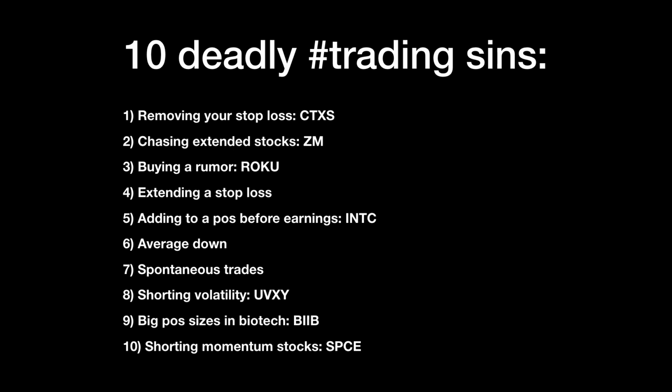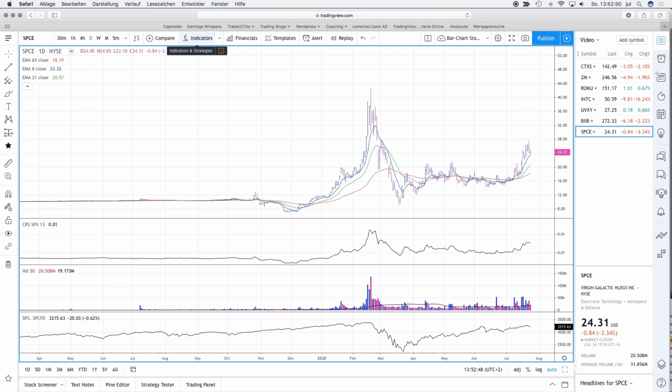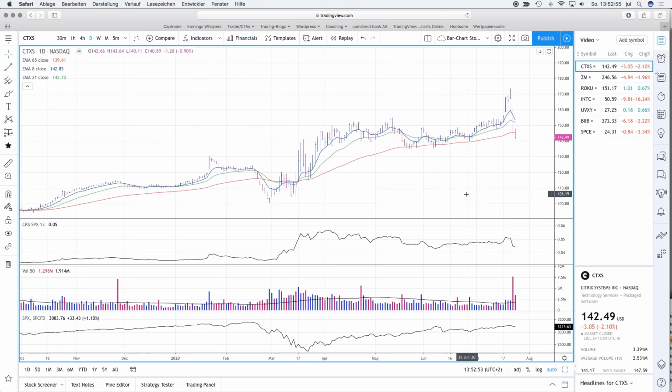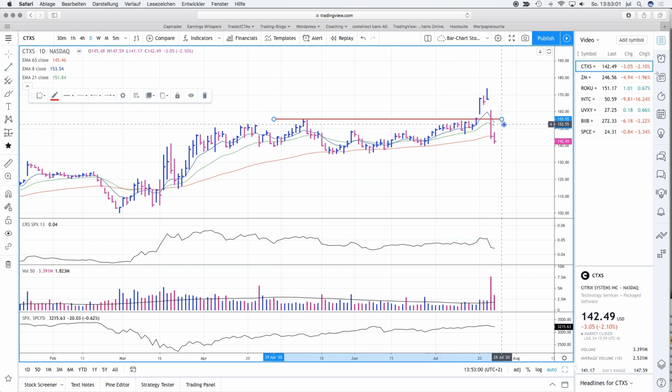I want to give you an example, and this is Citrix. Citrix reported earnings 2 days ago, and you can see Citrix had a wonderful base pattern here, and it broke out of this base pattern, and the reaction to earnings was a gap down. So this is bad per se, but it was above the base, above the breakout line.